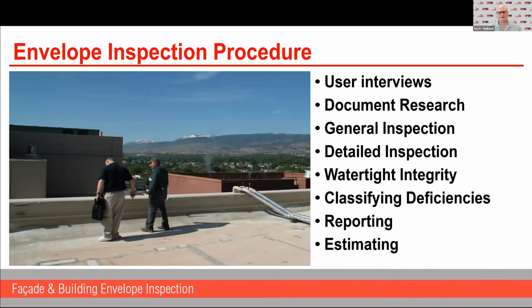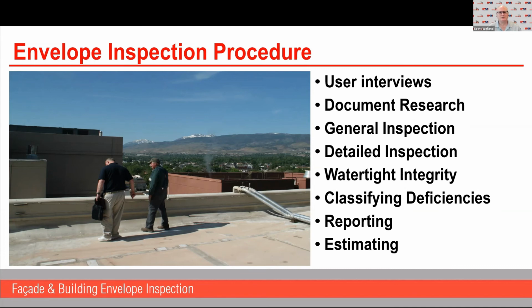To investigate a facade, to do a facade inspection, it typically starts out with user interviews. The building engineer is a valuable source of information. They typically know the history of the building and where the problem areas are. They can help you find the existing drawings and any previous reports. That's part of the document research.